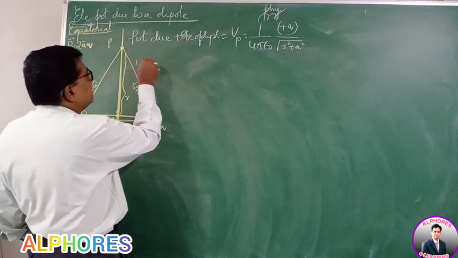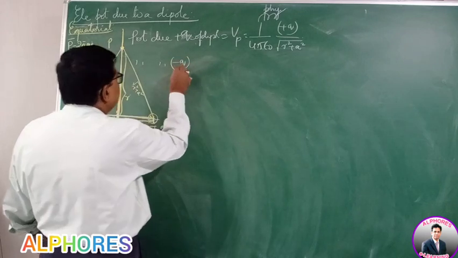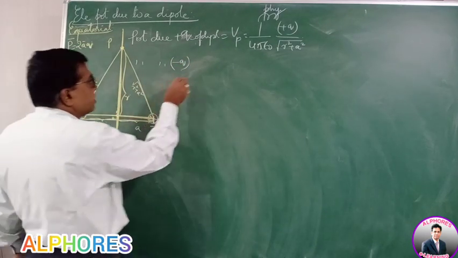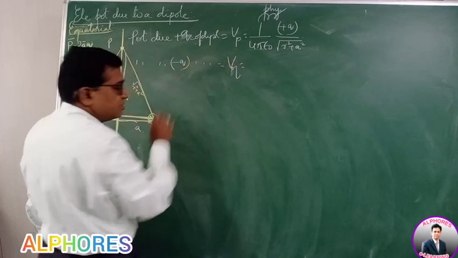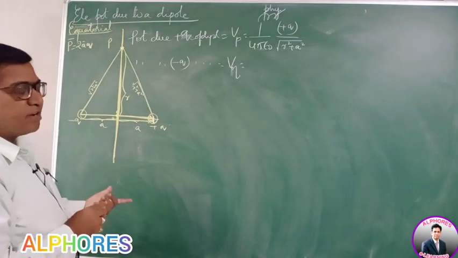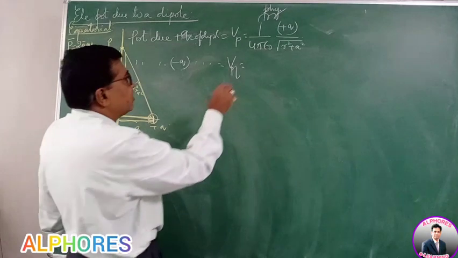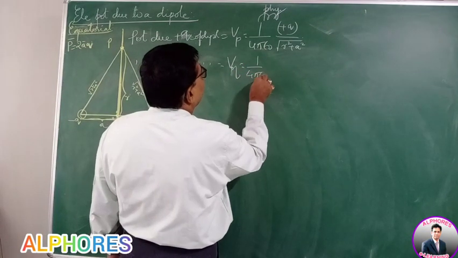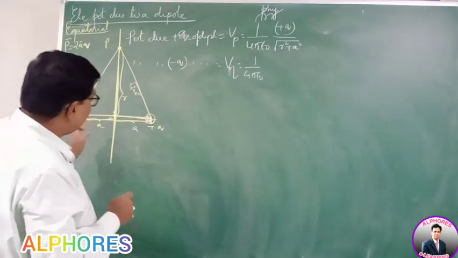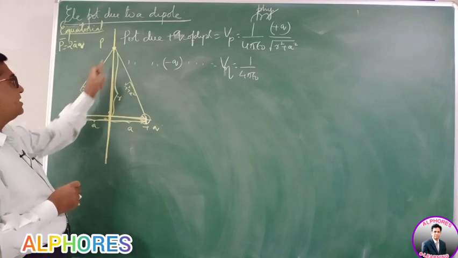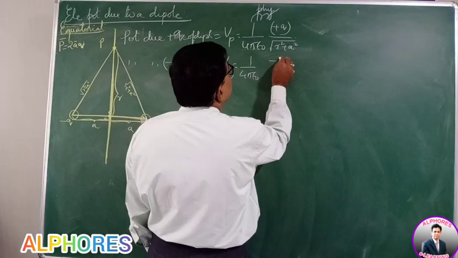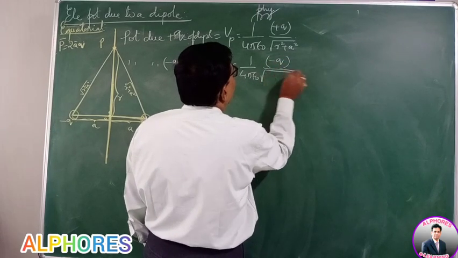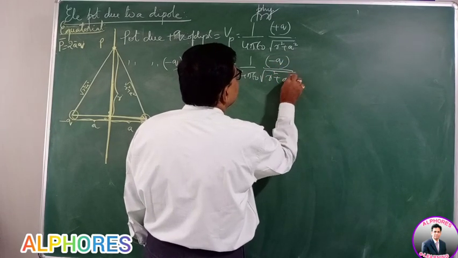Similarly, the potential due to the negative charge of the dipole, let us say Vn, again uses the formula 1 by 4 pi epsilon naught, q by d. The charge is minus q, and the distance of the point is root of r square plus a square. So it is minus q by under root of r square plus a square.